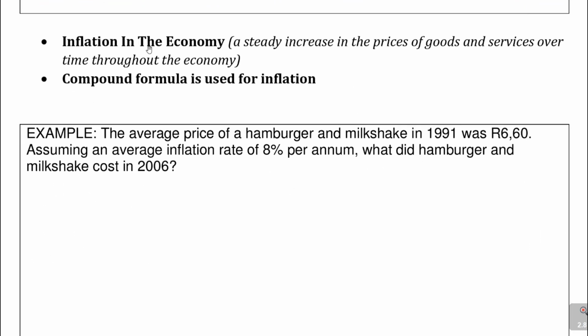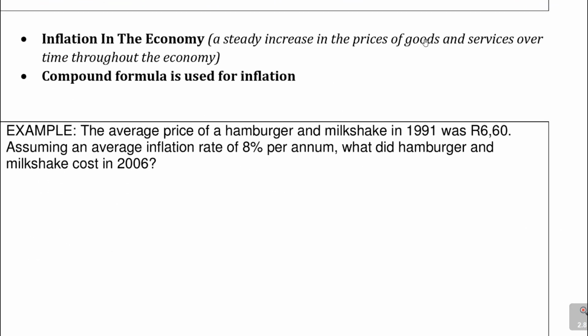Next one is the inflation in the economy. Now, what is the word inflation? Meaning a steady increase in the price of goods and services over time throughout the economy. So when things are getting expensive, that is because of inflation. Now, for inflation, this is what you need to know. You are going to use the compound interest formula.